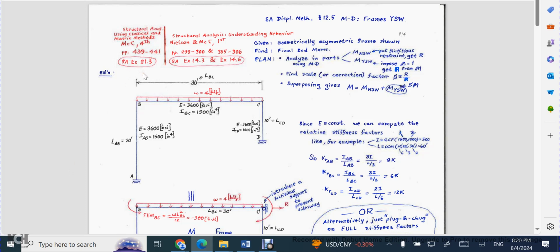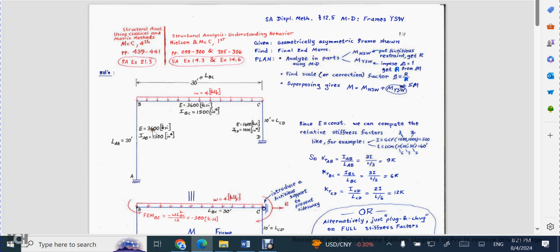Tonight's problem is the one pictured here. You have an unequal-legged frame with a uniformly distributed load. I've pulled this from McCormac's book, the 4th edition, titled Structural Analysis Using Classical and Matrix Methods. It's also found in another book that he wrote with Nielson in their 1st edition, Structural Analysis: Understanding Behavior.